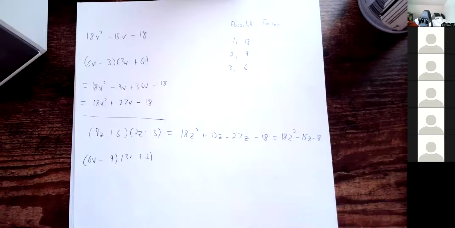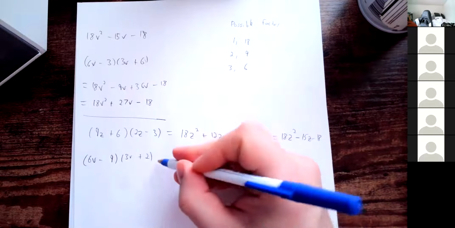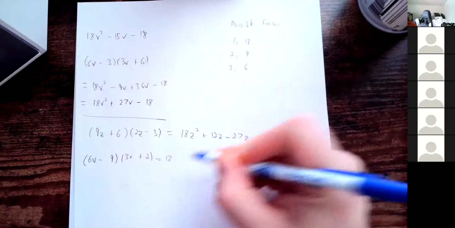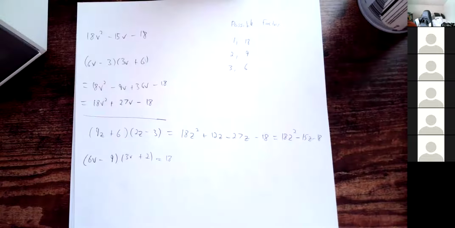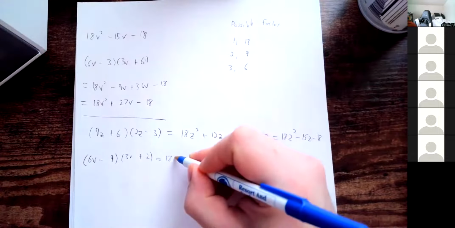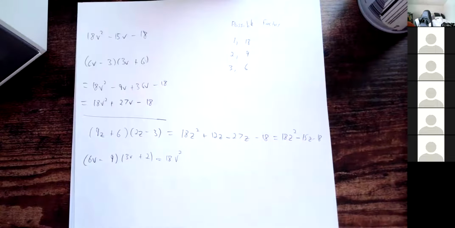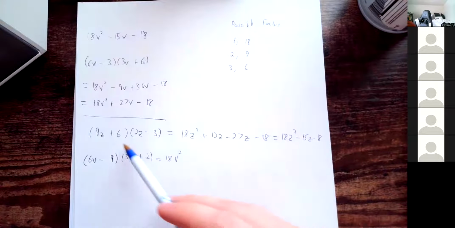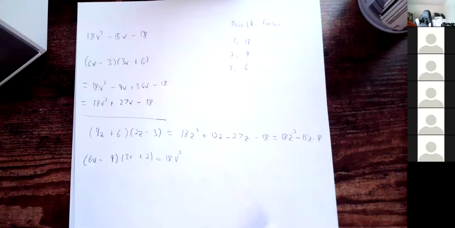See if we can do another factorization. And let's take, so this is going to be 6v times 3v equals 18v squared. Why did I switch to z here for some reason? That's weird. Those all should have been v's.